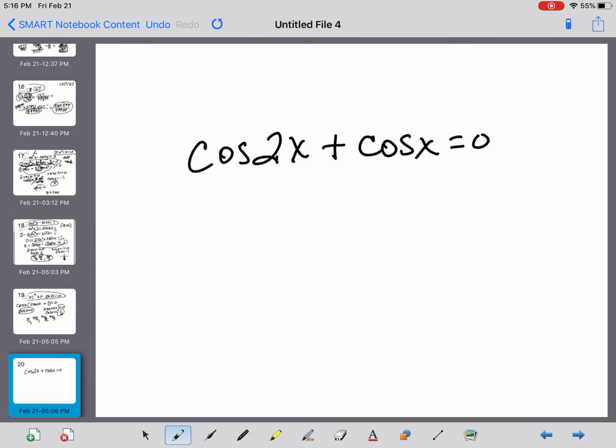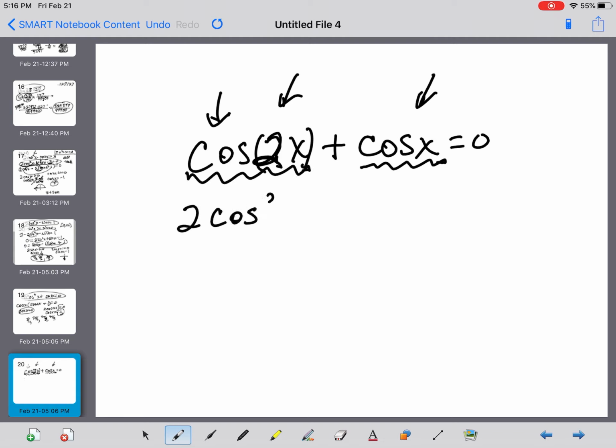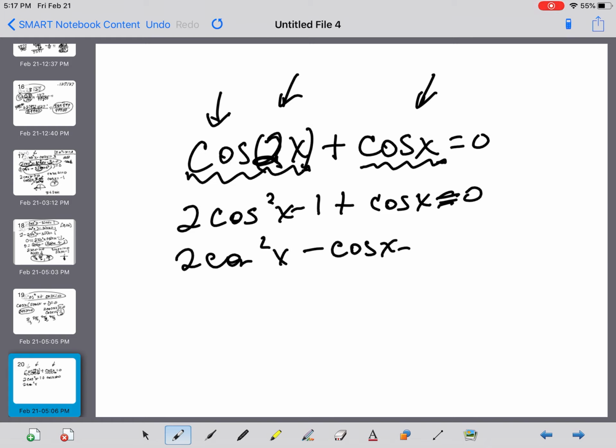Another example. Okay, now I have a double angle and a single angle, and I can't do anything with it. By the way, this is not cosine squared x, this is cosine 2x. So I'm using one of my double angle identities. There's 3 of them for this, but I'm going to use the one with the word cosine in it. So I'm going to use my double angle identities and change this into 2 cosine squared x minus 1 plus cosine x equals 0. So then I'm going to go 2 cosine squared x minus cosine x minus 1.